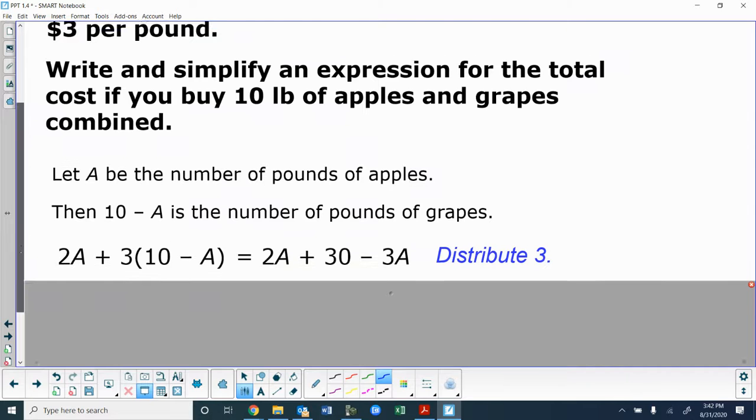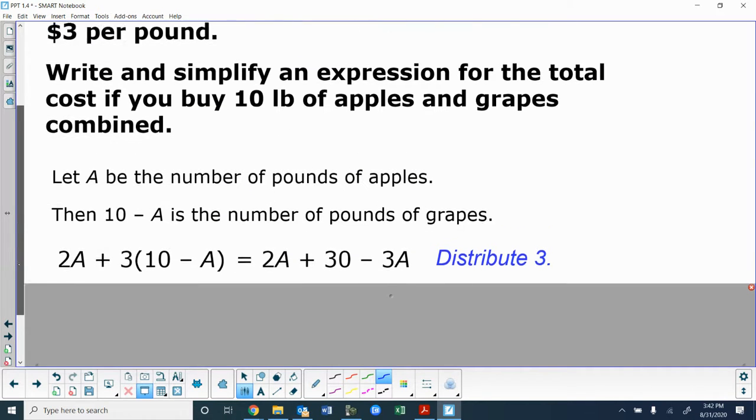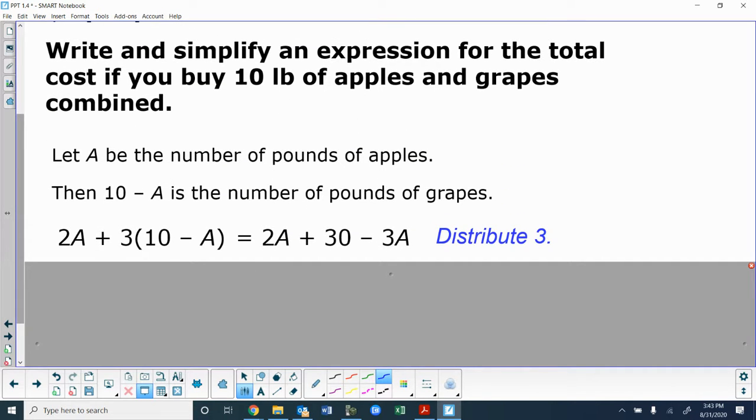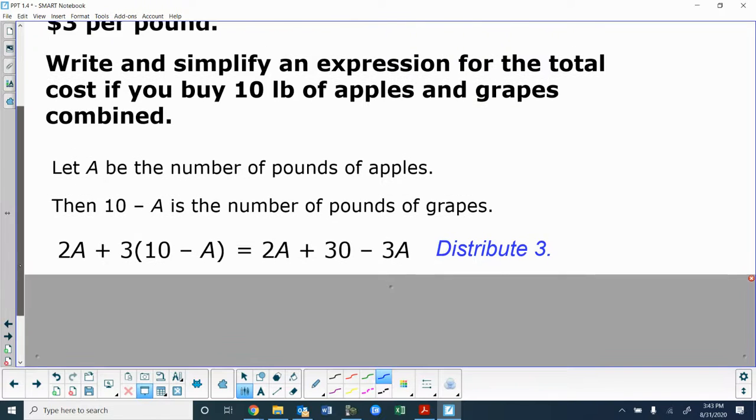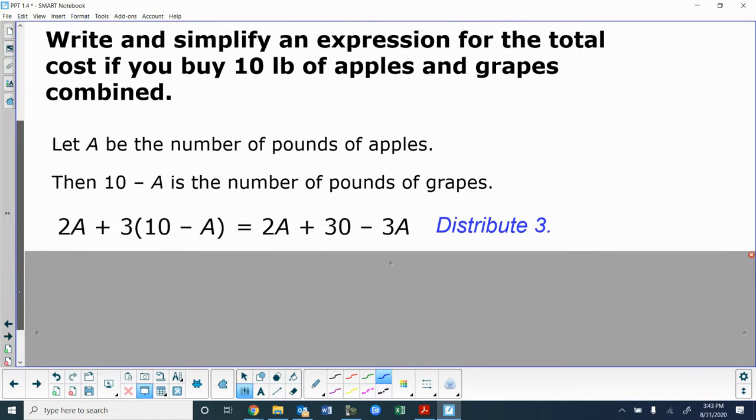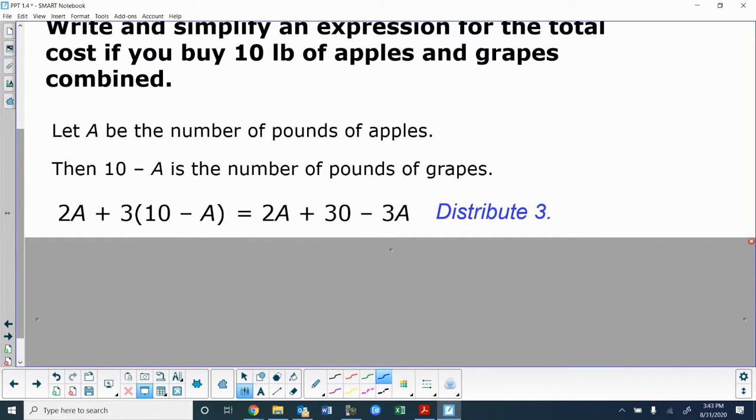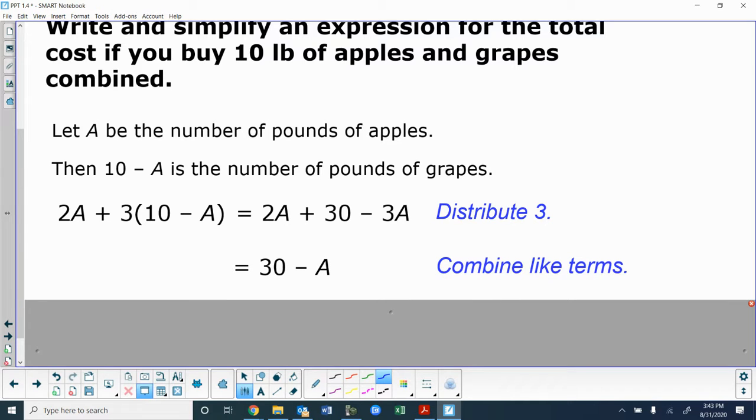So it's $2 a pound for apples. That's where the 2 came from in front of the A, and $3 a pound for grapes, so that's where the 3 came from. And what they did is distribute the 3 to get 30 minus 3A, and then combine like terms. So the expression that would figure out the total cost would be 30 minus A.